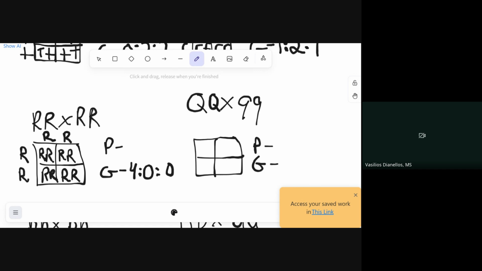Phenotypic ratio is also very simple, right? How many of them are going to have the dominant phenotype? All 4, right? How many of them are going to have the recessive phenotype? 0. Nice and easy. Let's quickly move on to the next one. Here we have a homozygous dominant mating with a homozygous recessive.